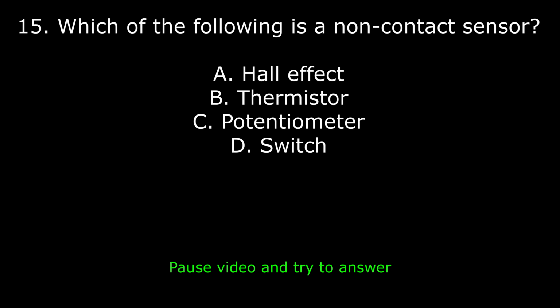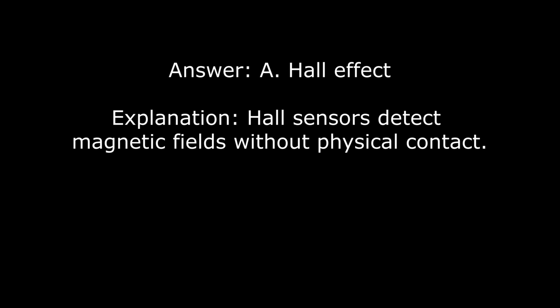A. Hall effect. B. Thermistor. C. Potentiometer. D. Switch. Answer: A. Hall effect. Explanation: Hall sensors detect magnetic fields without physical contact.